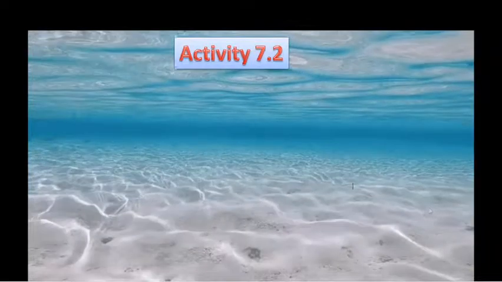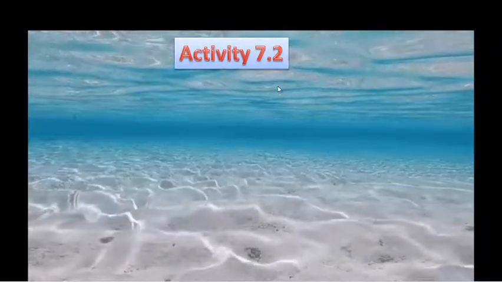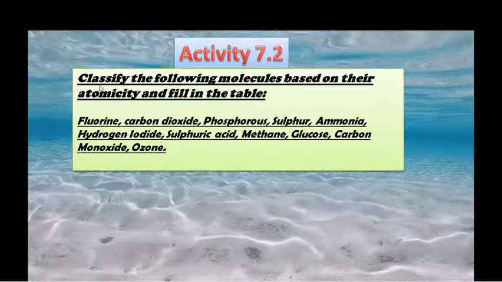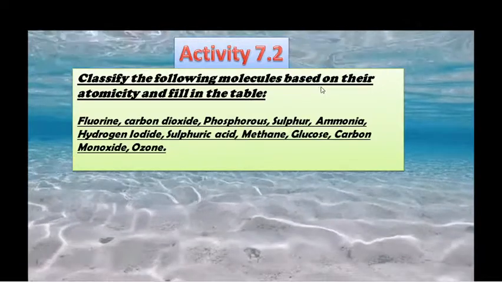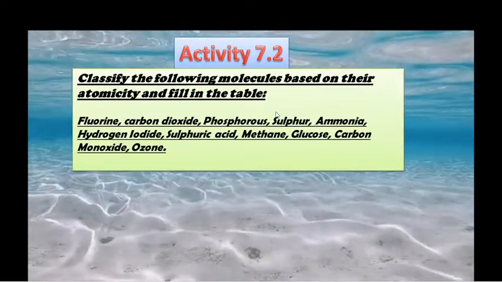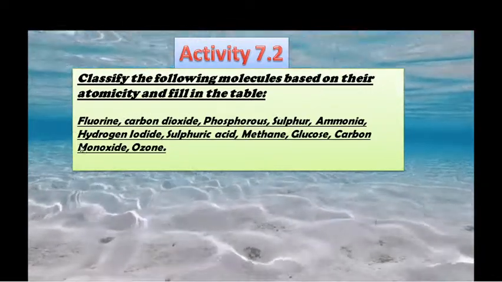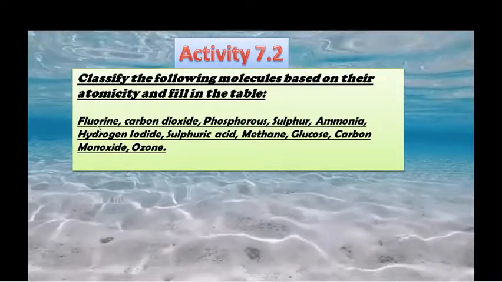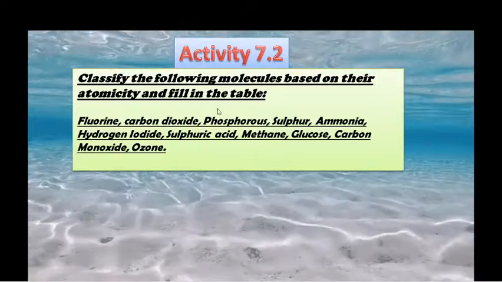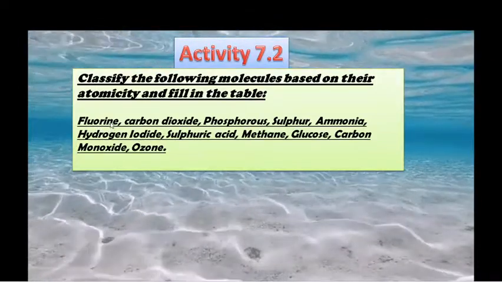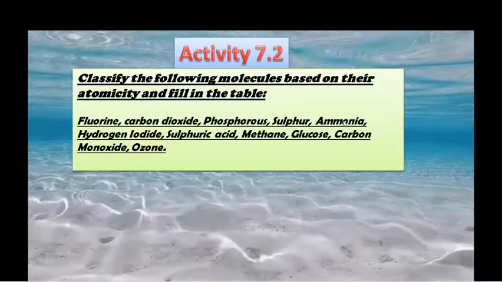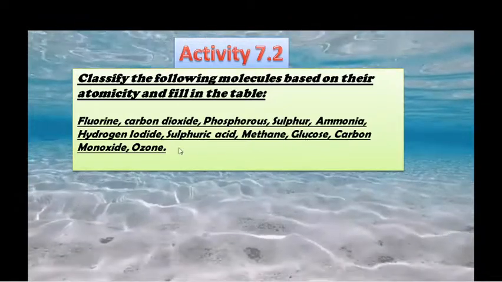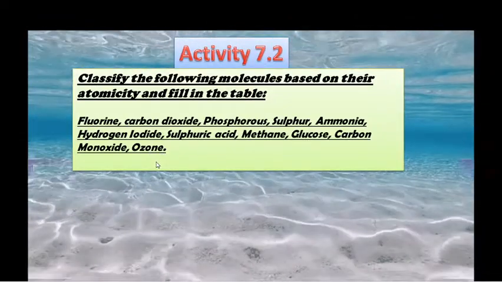So next, we are going to see activity 7.2 on the same page, page number 95. Classify the following molecules based on their atomicity and fill in the table. Here some of the elements are already given. You are going to classify the elements based on atomicity: fluorine, carbon dioxide, phosphorus, sulfur, ammonia, hydrogen iodide, sulfuric acid, methane, glucose, carbon monoxide, ozone.